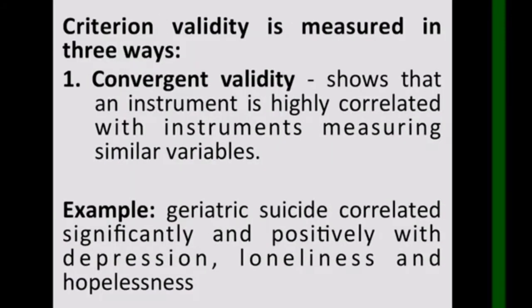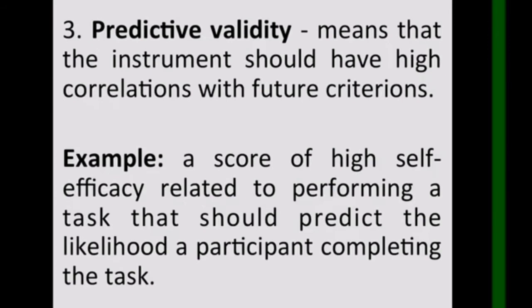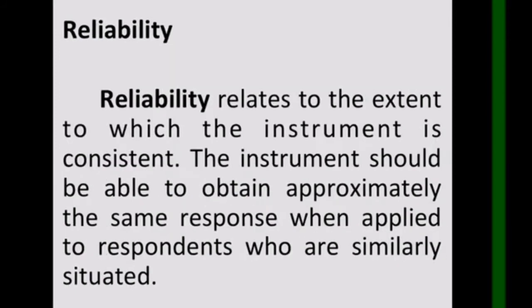So, these are the different types of criterion validity. Number one is convergent validity, the high correlated positive validity, the divergent validity, the poor correlated and predictive validity, the high correlations with future criterions. And now we're done with the validity. Again, the validity has three components: the criterion, construct, and the content validity.